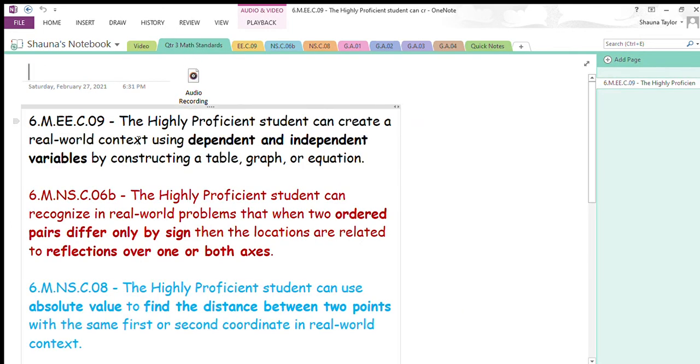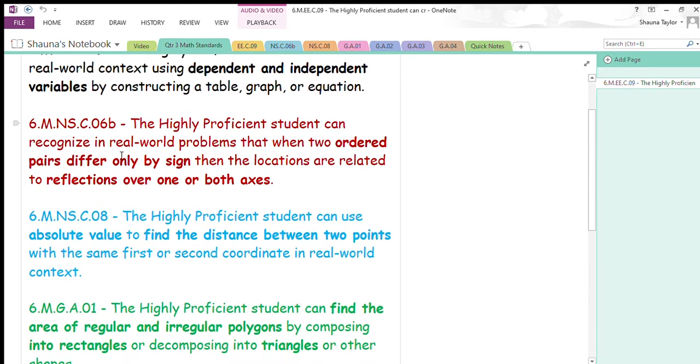So we're going to go over to our standards. We have 7 standards that we covered this quarter, and so what I did is I wrote them down, and then I highlighted the key words. So for EEC09, the keywords is dependent and independent variables. NSC06B, the keywords here were ordered pairs, in which they differ by only their signs and reflections over one or both axes.